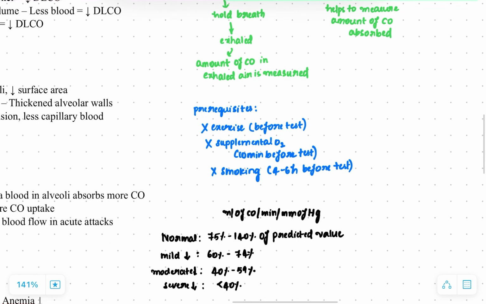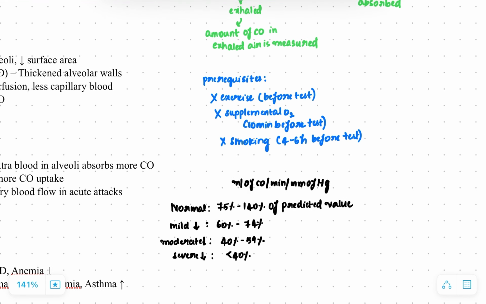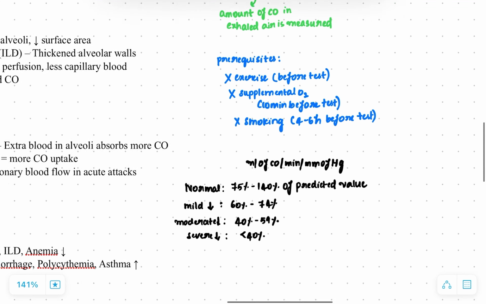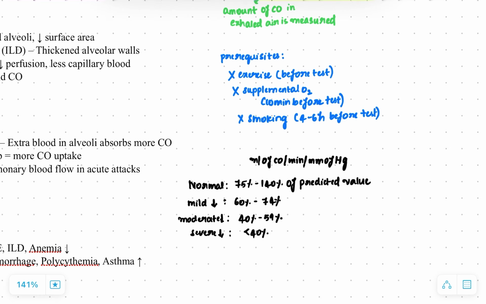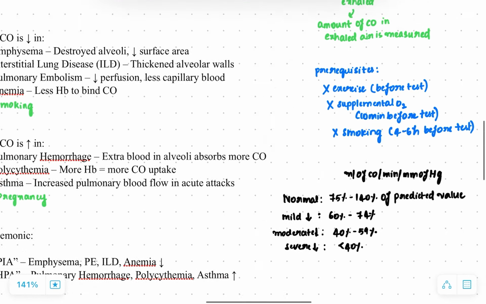The prerequisites for this test are: the patient should not exercise before the test, should not be given supplemental oxygen 10 minutes before the test, and should avoid smoking at least 4 to 6 hours before the test. The measurement is in ml of carbon monoxide per minute per millimeter of mercury. Normal is 75 to 140% of predicted value, mild decrease is 60 to 74%, moderate decrease is 40 to 59%, and severe decrease is less than 40%.